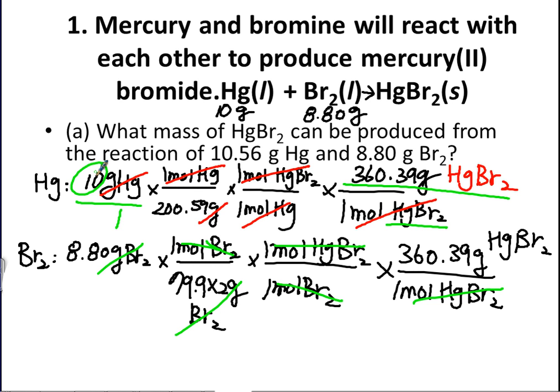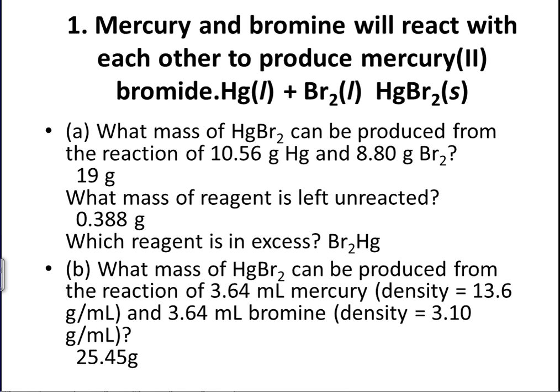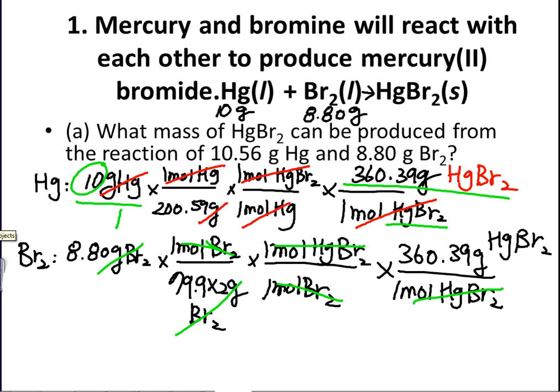Okay, so when I do it, I say that there are 19 grams of HgBr2, and the excess reagent is Br2, which makes Hg my limiting reactant. Now you want to figure out how to find excess reactants, right? I'll show it back up. 19 grams is a rounding error, right? Okay. All right. So do you want me to actually put it in the calculator? Yeah.